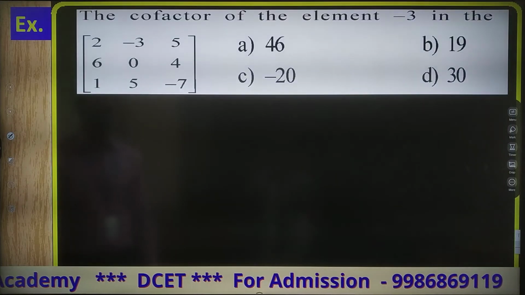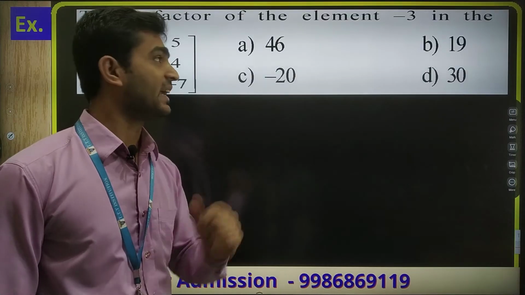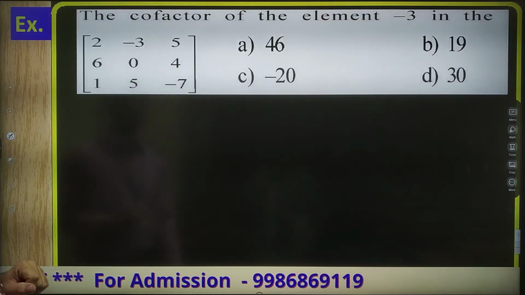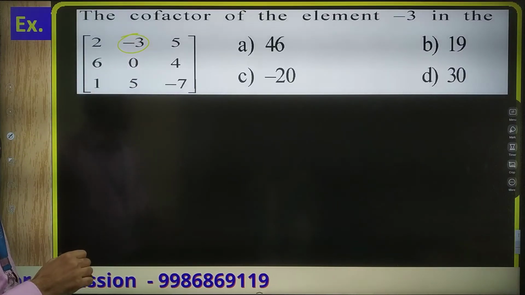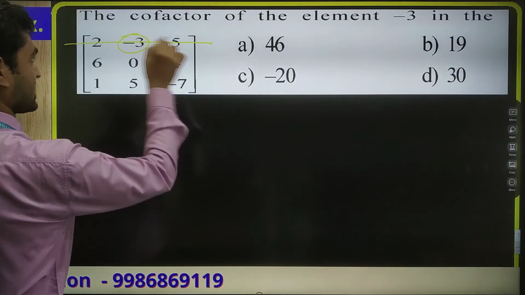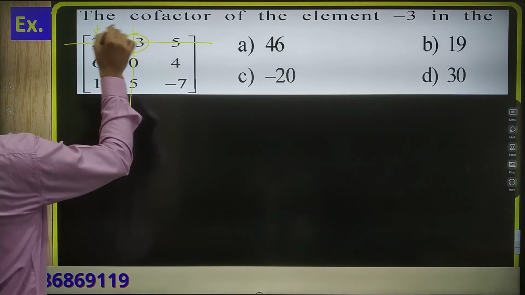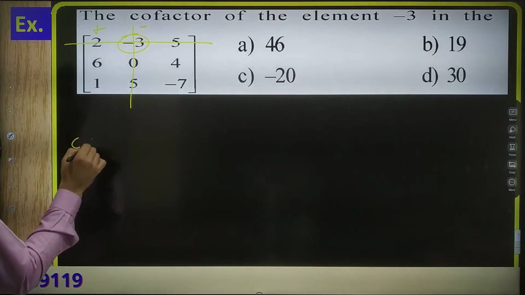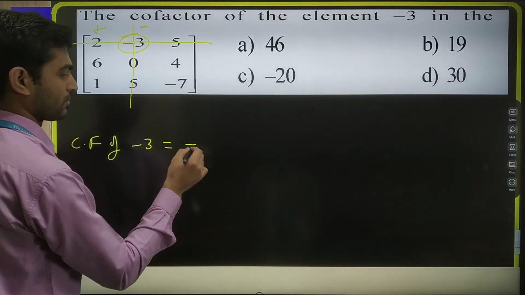Let us consider the next question. The cofactor of the element minus 3 in the matrix. See, where is minus 3? Again, here is its position. In this position, what is the sign? Always, that is plus, minus, or minus. So, cofactor of minus 3 equal to, in that position, the sign is minus.